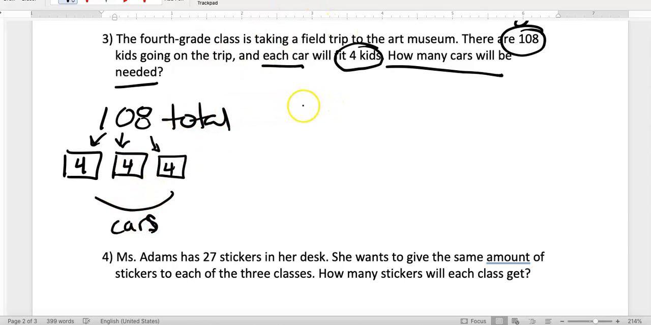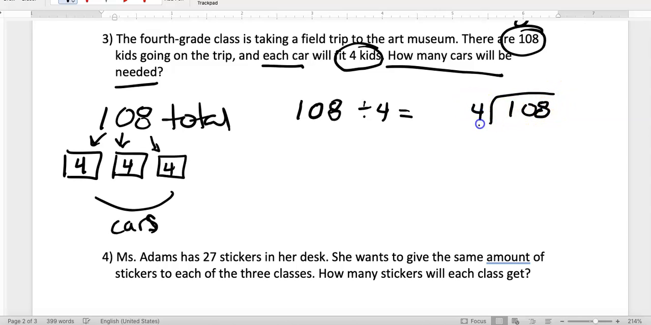So I'm going to go ahead and set this up as a division problem. 108 divided by 4 kids. You're not dividing by how many cars. That's what we're trying to figure out. 108 divided by the 4 kids that can fit in a car. And then let's come off to the side to solve that problem.